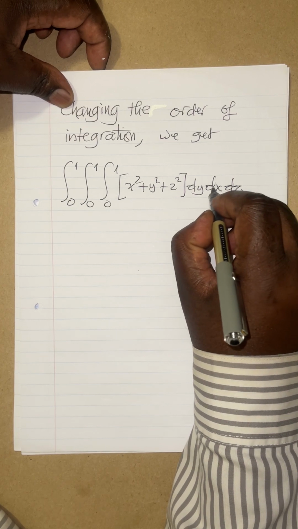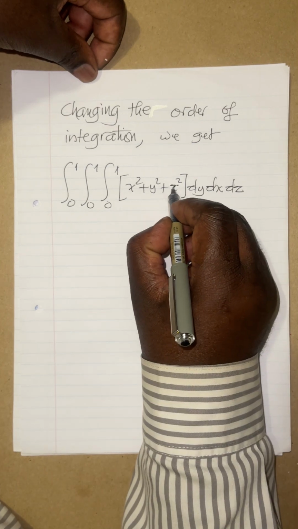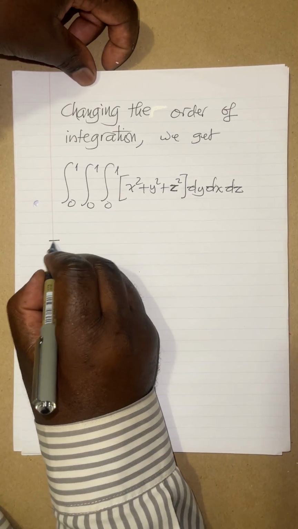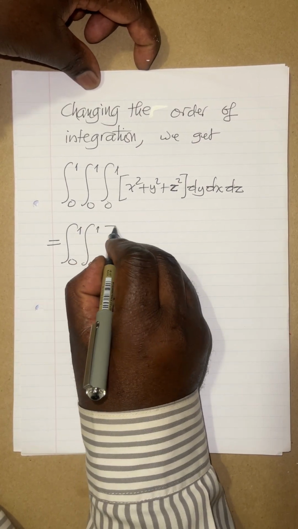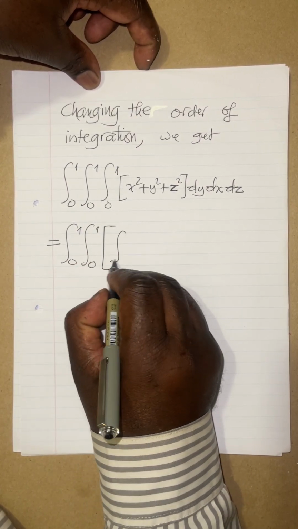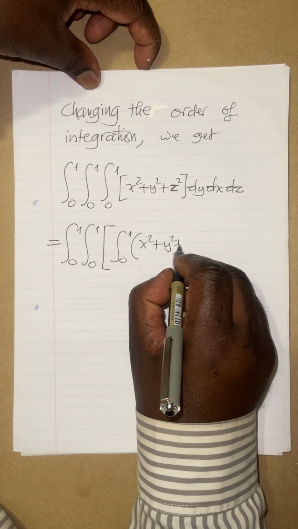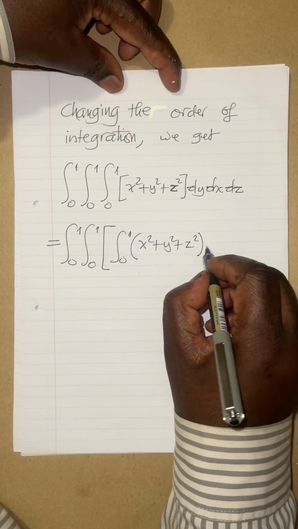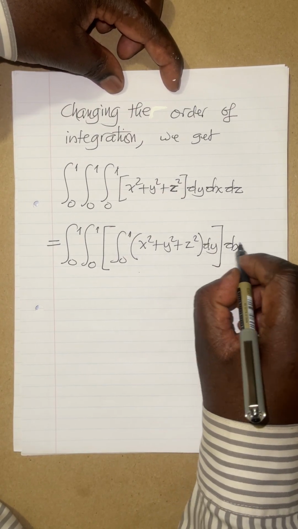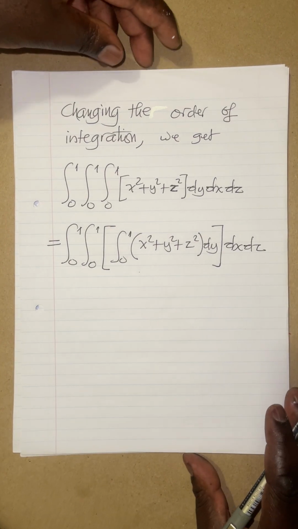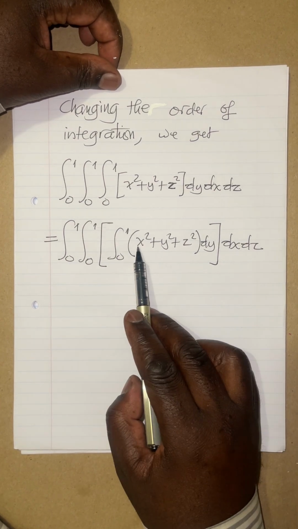Right, now same approach. This is z, remember. Same approach, so I'm going to say this is equal to the integral from 0 up to 1, and then the integral from 0 up to 1. Use brackets there. The integral from 0 up to 1, and let me use round brackets, x squared plus y squared plus z squared, and then I'm going to say here dy, and I'm going to close that bracket there, and then I have dx dz outside. Now, working on this, integrating with respect to y, that will be a constant and that will be a constant.